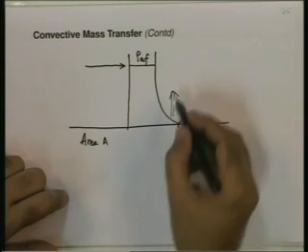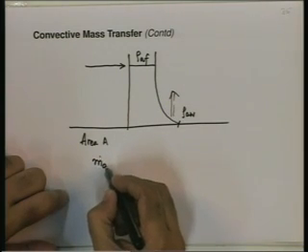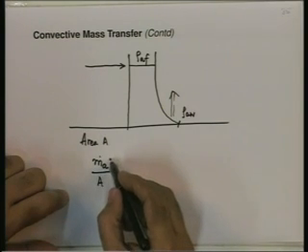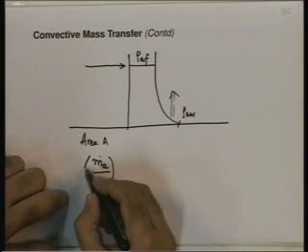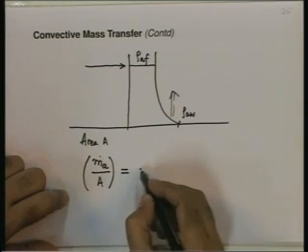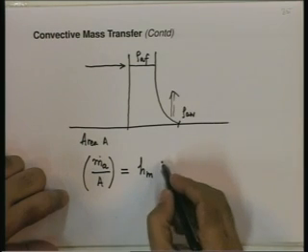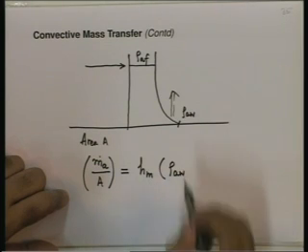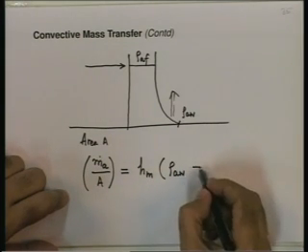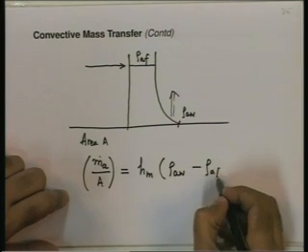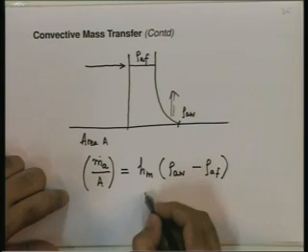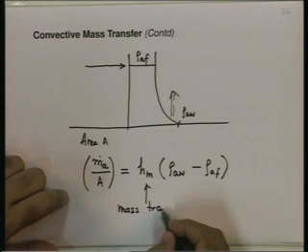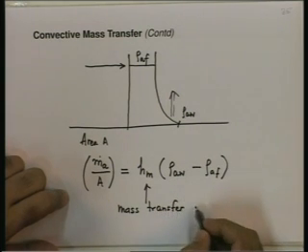We want to write the mass flow rate per unit area in terms of the mass transfer coefficient multiplied by the density of A at the wall minus the density of A in the free stream. This is the mass transfer coefficient.